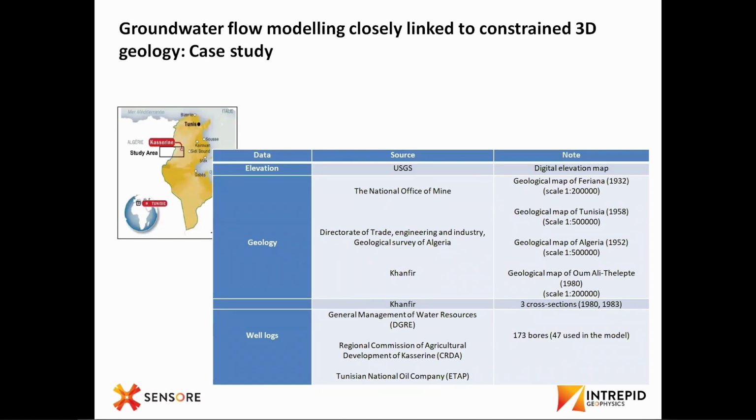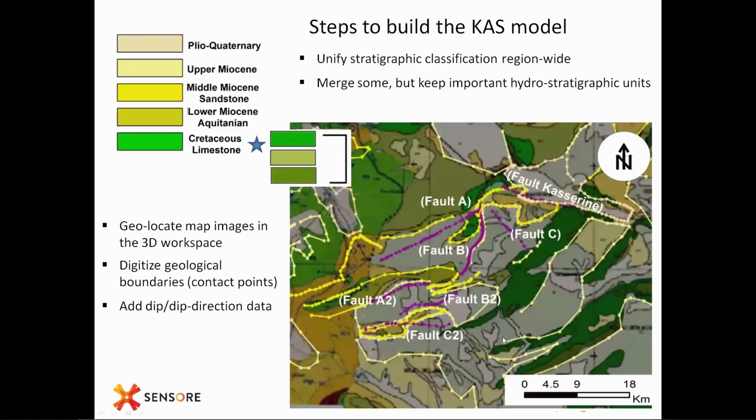So this is an example from one of the areas, the karst topographies. There we have used several datasets to create this model. Most of the data are geological maps in the appropriate scale. And we have also used 3 cross sections, which could be geological cross sections, and 173 boreholes. That is too huge.